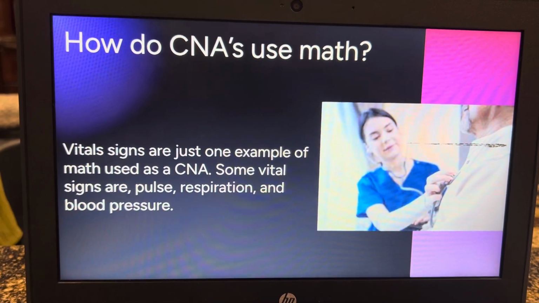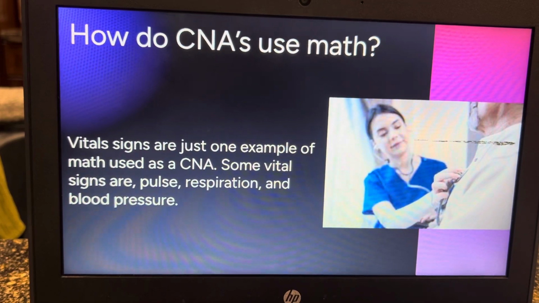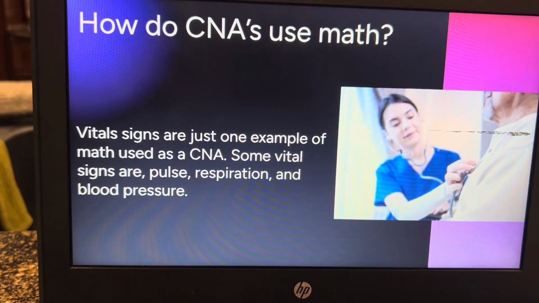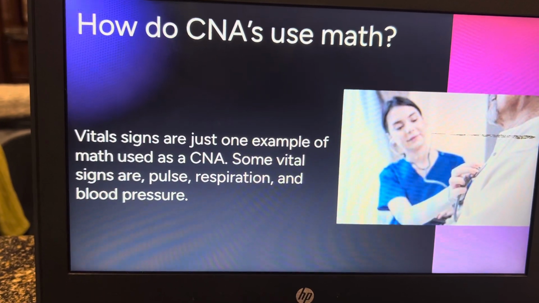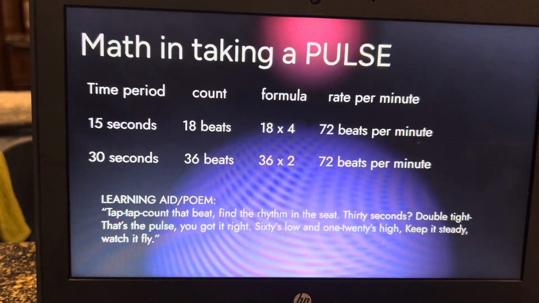I chose to focus on vital signs. Some vital signs are pulse, respirations, and blood pressure. It's very important that CNAs get the math exact and correct. Vitals are important to track patient progress and the overall health of the patient.